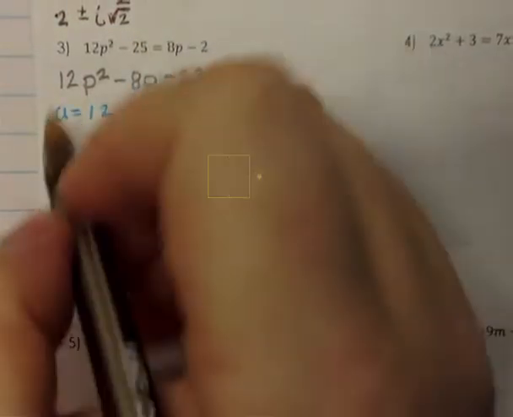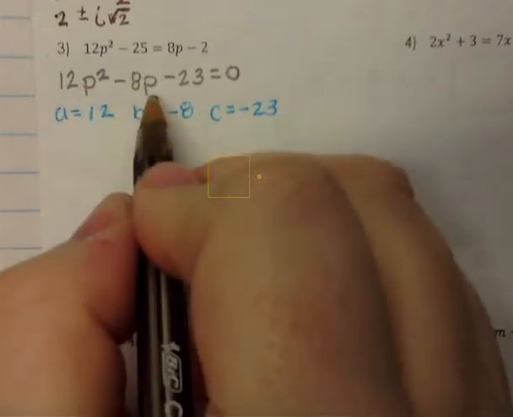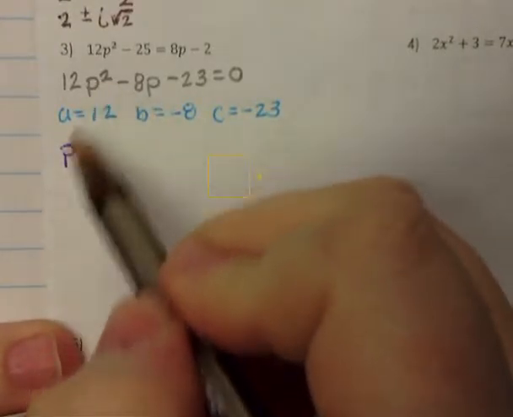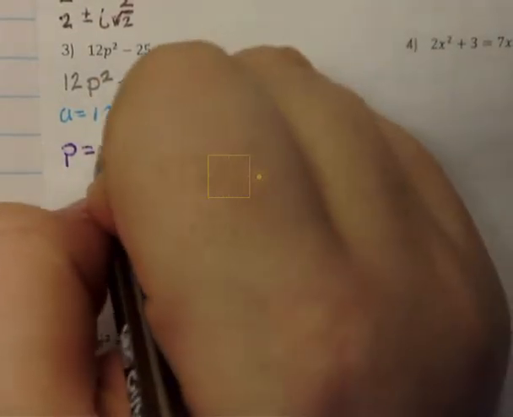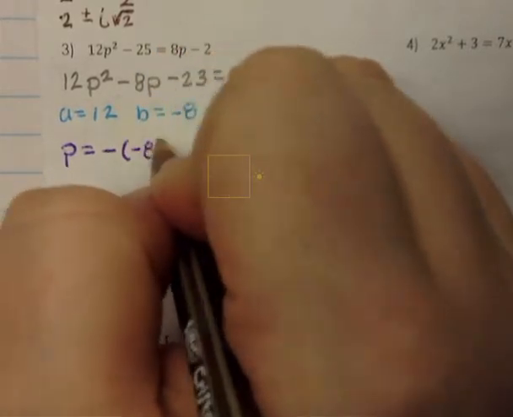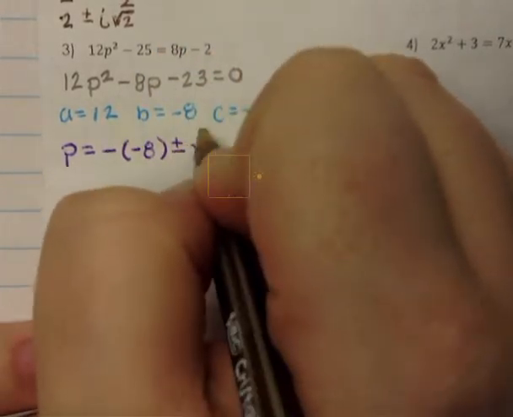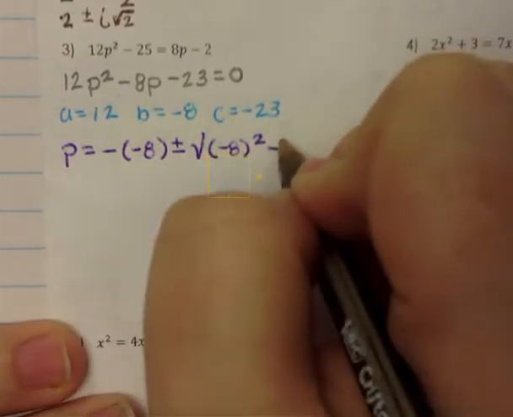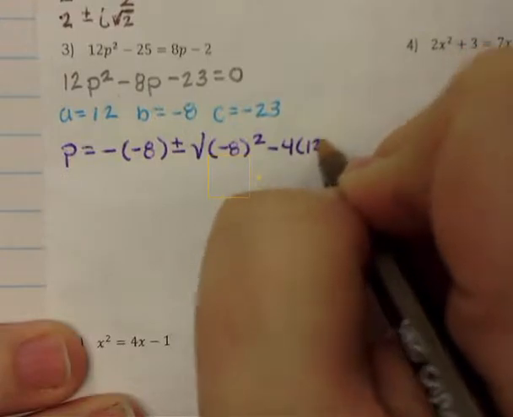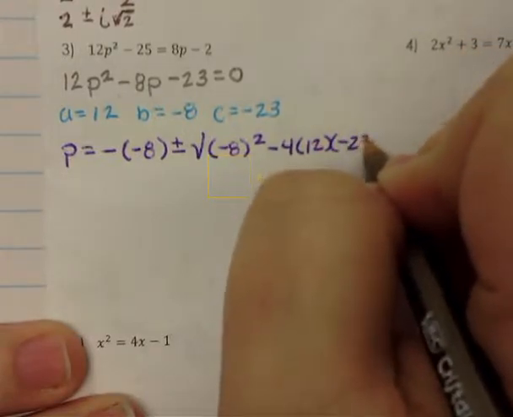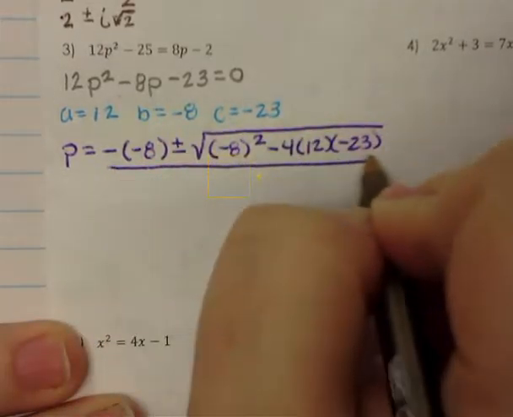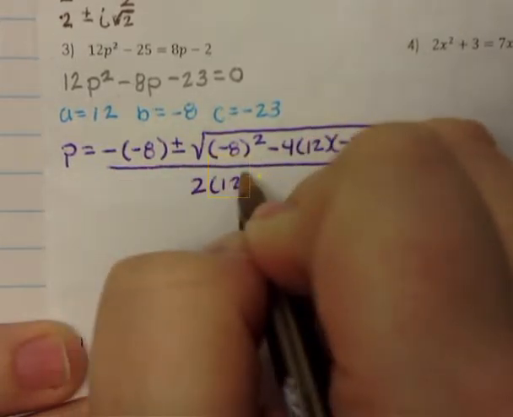So when I write the quadratic formula, because we're dealing with the variable of p, I'm going to use p equals. Still the same information, but I'm just putting the same variable we have. Negative parentheses, negative 8, close parentheses, plus or minus the square root of parentheses, negative 8 parentheses squared, minus 4 parentheses 12, close parentheses, negative 23, close parentheses. All of this is over 2 parentheses 12, close parentheses.